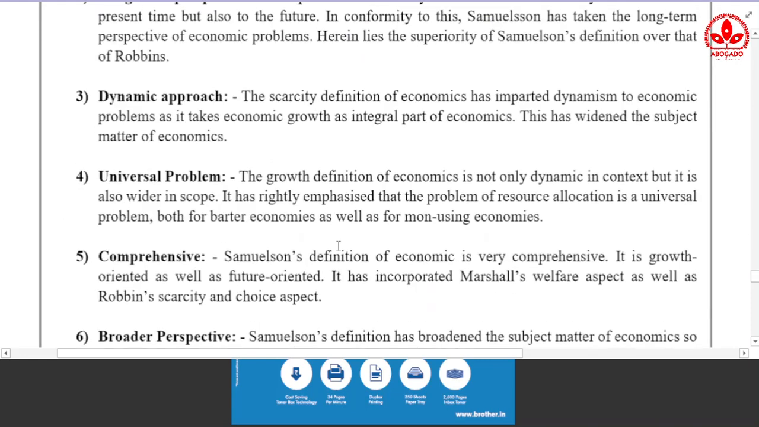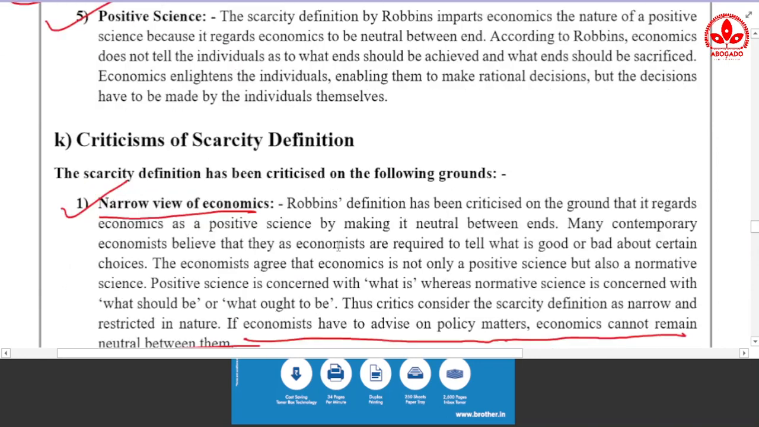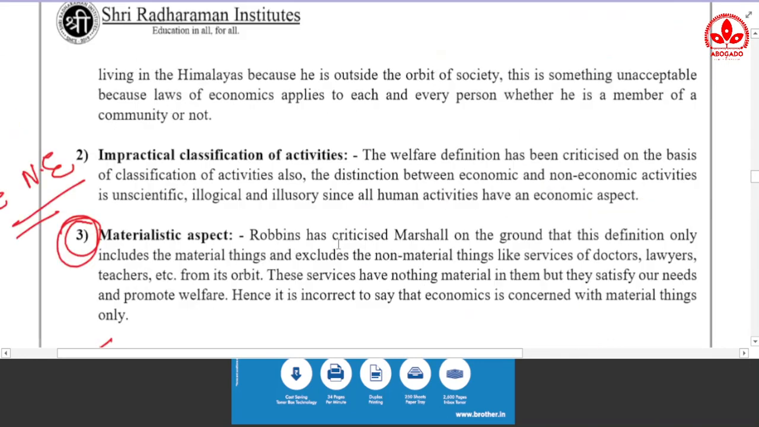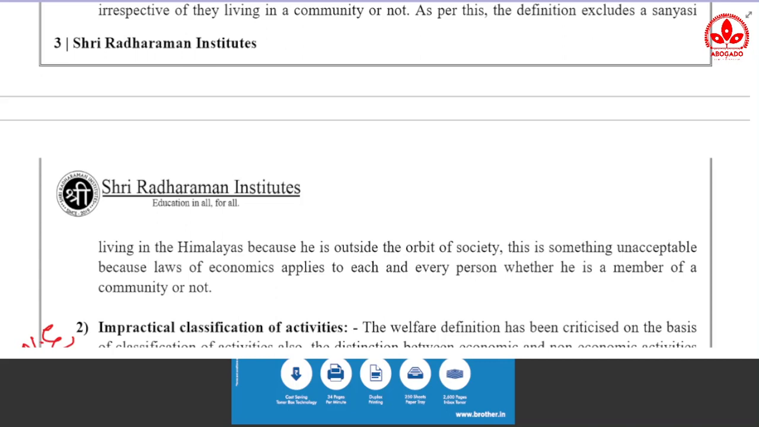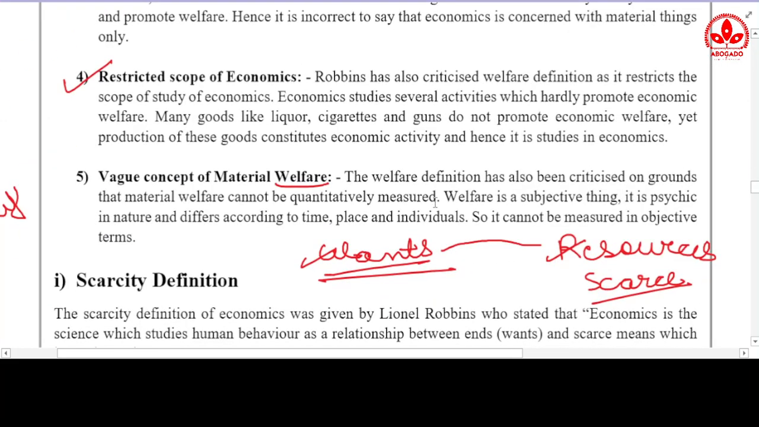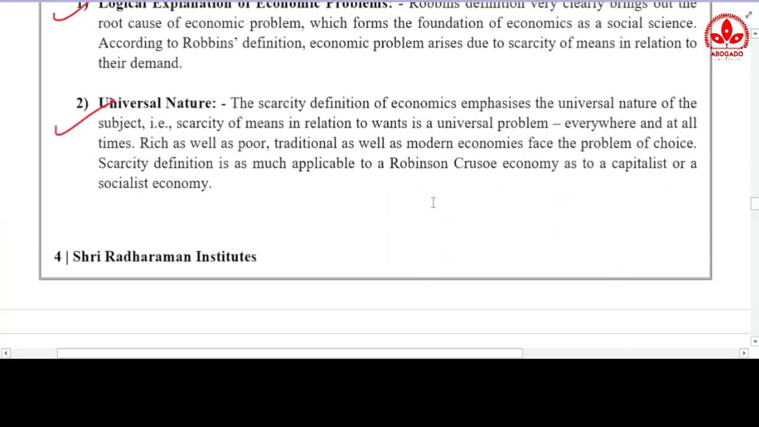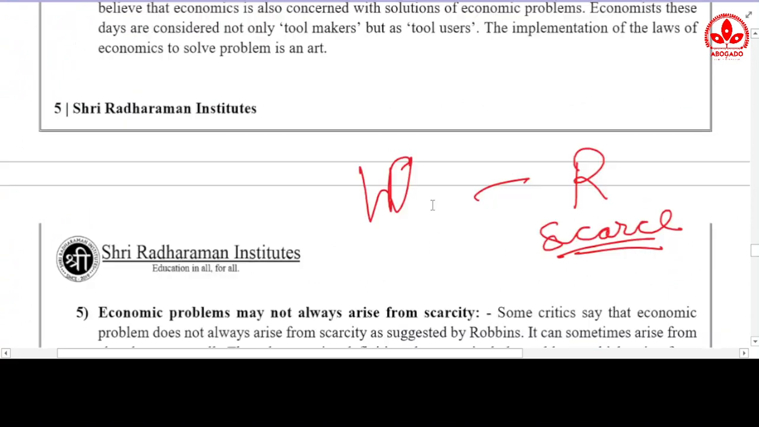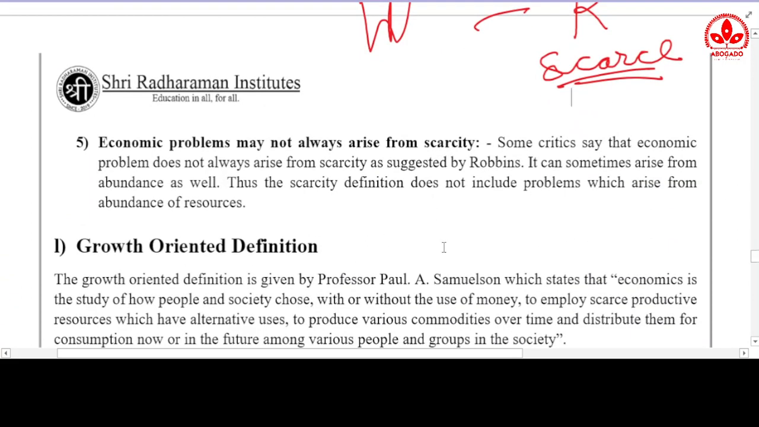Okay, so this was the scarcity definition along with the welfare definition. We have one more definition left, but I will talk about that definition in another lecture, because this lecture is already 44 minutes long, and since these are things which you need to study by taking your time, if I teach all those definitions in one video only, then that won't be much beneficial. Therefore I am concluding this lecture over here.